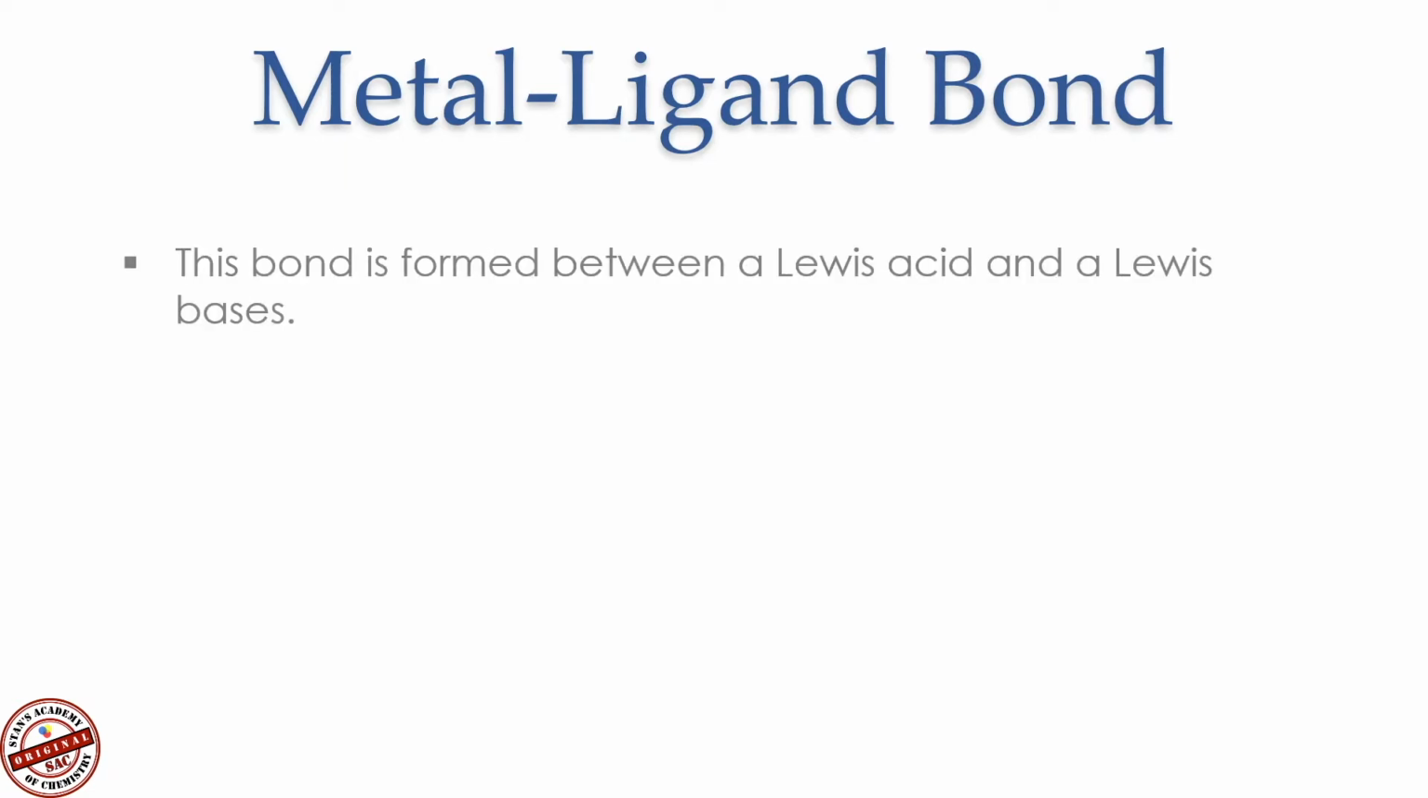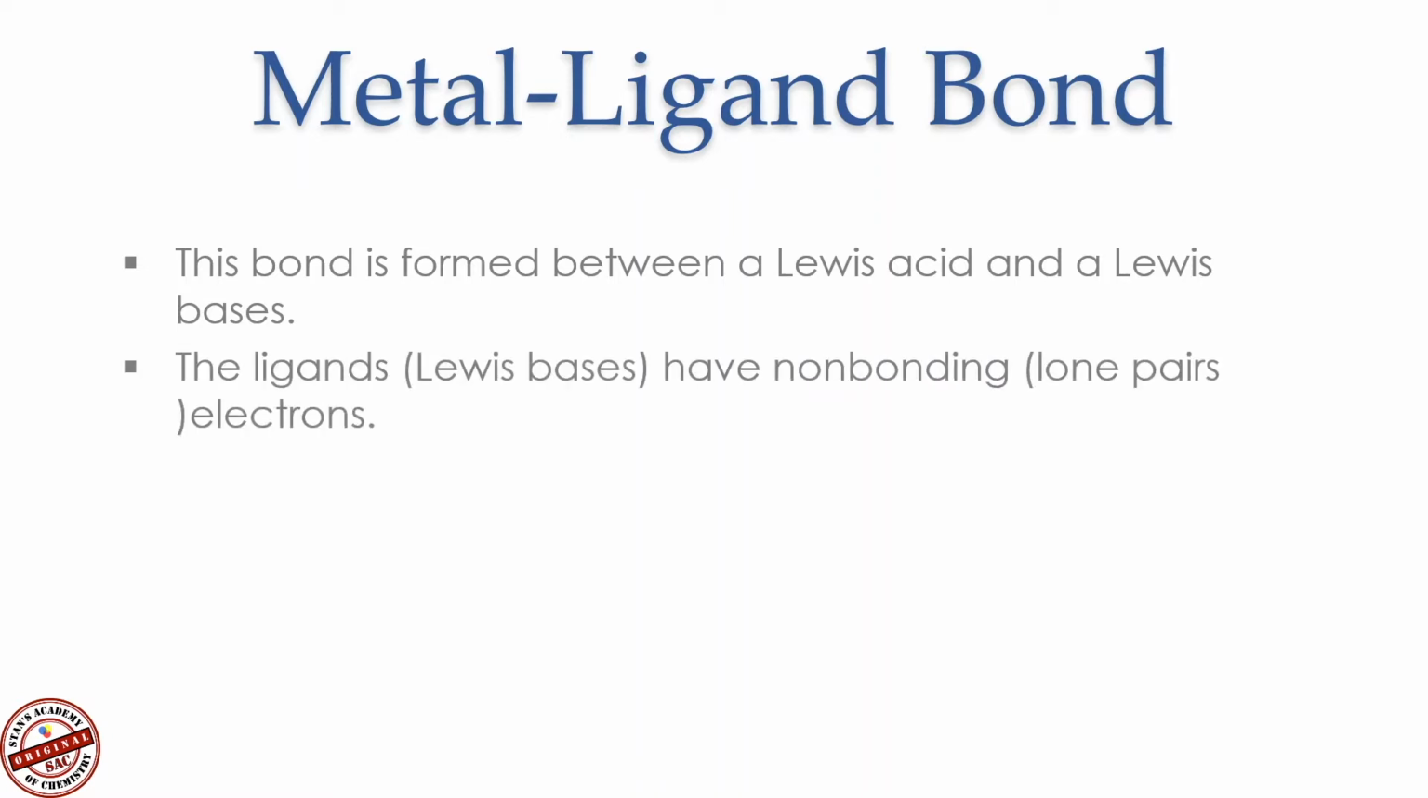Metal ligand bonds. The bond is formed between a Lewis acid and a Lewis base. I did say this earlier. I'm just going to repeat it again because that's the foundation for explaining the bonding in complexes or coordinate covalent compounds. The ligands are Lewis bases because they have at least one lone pair which is available for coordination. They are called lone pairs or non-bonding electrons.